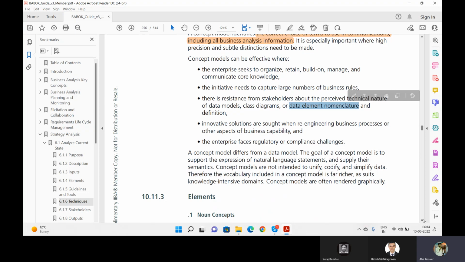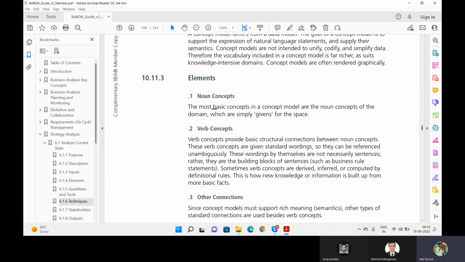So in this area, what are the elements they're using? Boss, either use the noun, or the verb, or the other connections. Noun means the basic concept; a concept model of noun concept domain simply gives the space. I don't think we need to discuss much in this area because in short, we are using these terms. Now they're defining that you either use the noun concept or the verb concept. Verb concepts provide basic structural connection between two nouns. The verb concepts can be standard wording so that reference can be unambiguous.